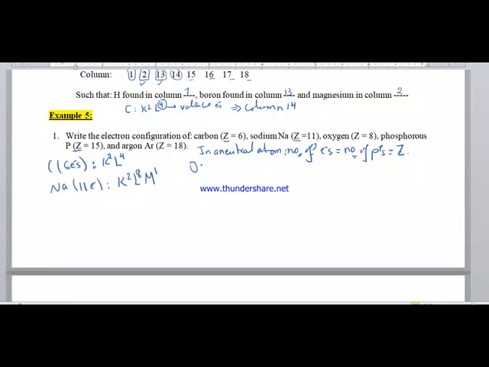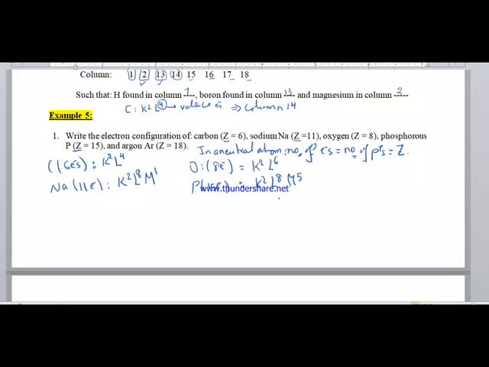Oxygen has 8 electrons. The electron configuration is K2, and we have 6 electrons on L. Phosphorus 15 has 15 electrons. So K2, L8, M5. The sum of 2, 8, 5 is 15.